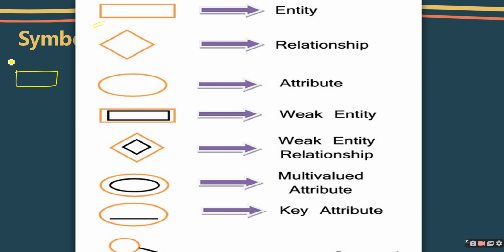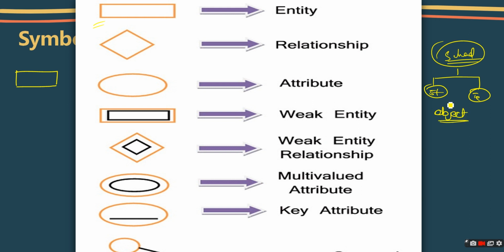I have discussed entities in the last class. A school is also an entity, and this entity has so many sub entities, right? Like student, teacher. So any object is termed as entity. These are all objects. These can be living things or non-living things both. But any object is termed as entity in database.